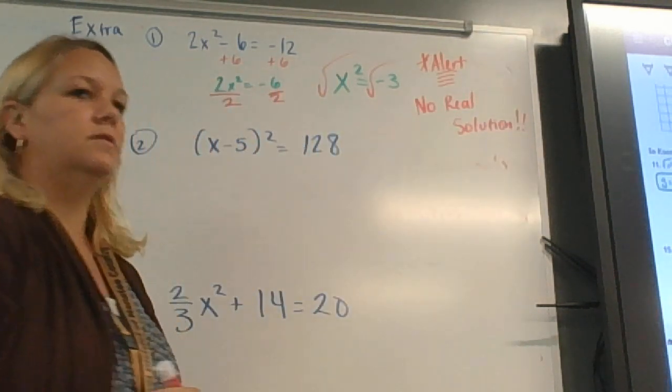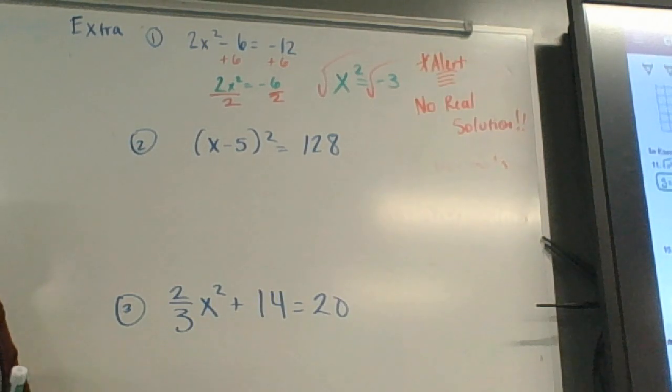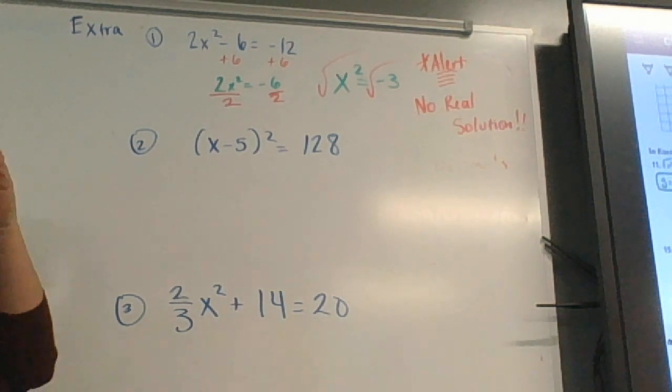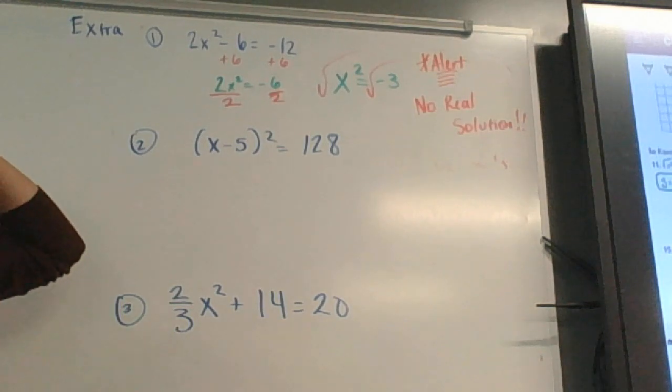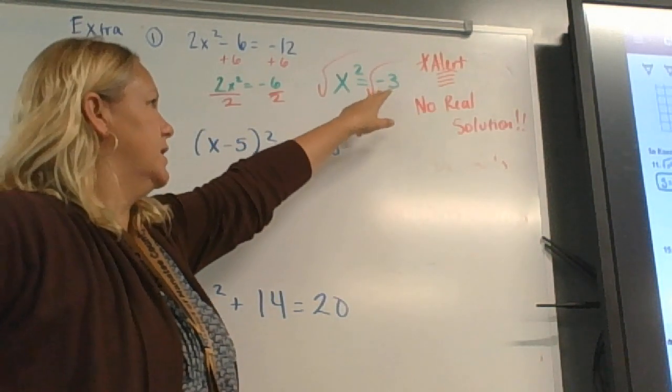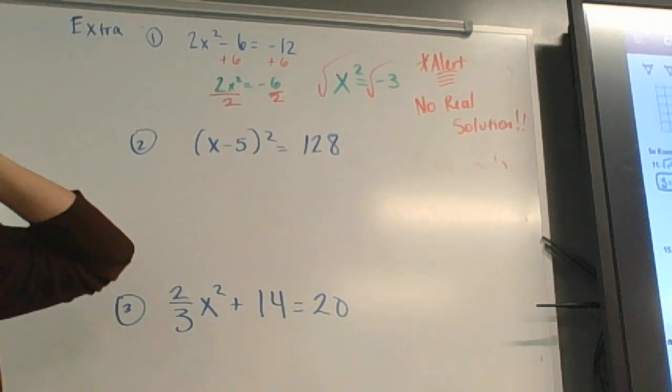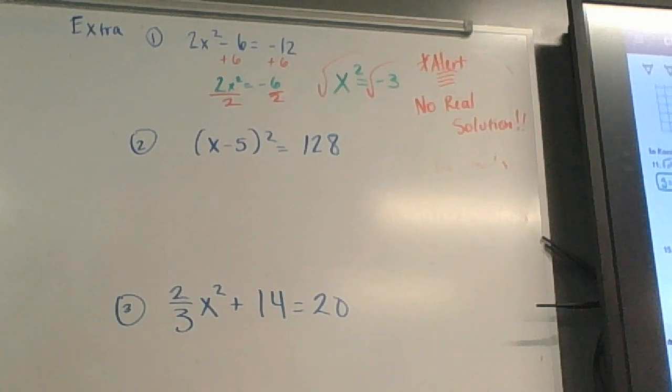All right, so that one's a trick. You're going through everything just fine. Somehow, right in the middle there, your brain has to think, wait a minute, I'm not okay with this. I'm square rooting a negative. No real solution. So you stop there. Don't go any further. No real solution is the answer.